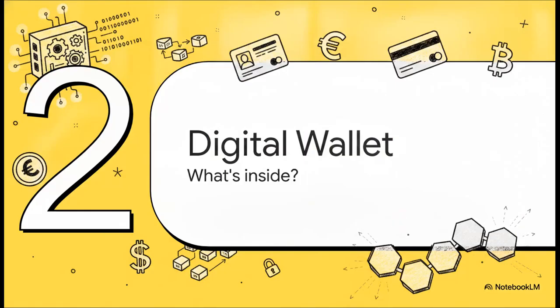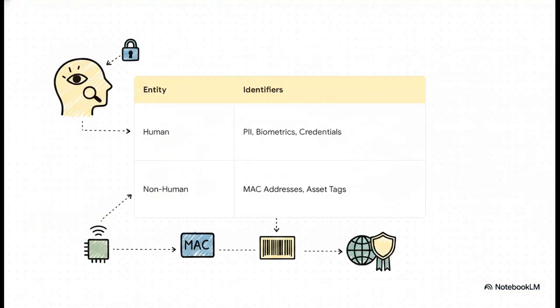Moving on to part two, inside your digital wallet. And this brilliantly illustrates a major difference between human and non-human identifiers. For us humans, we rely on personally identifiable information, biometrics like eye color or fingerprints, credentials like passwords, and online trackers. But in the digital realm, machines need IDs too.